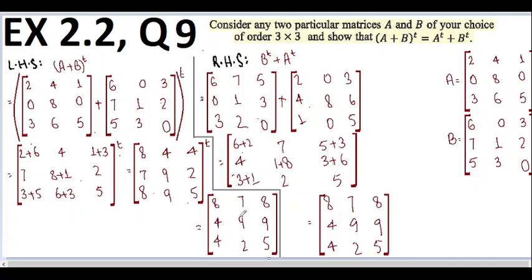And we can see that the matrix resulting from the left hand side and the matrix resulting from the right hand side are both equal. So we are going to write it as left hand side equals right hand side. So we have proved it.